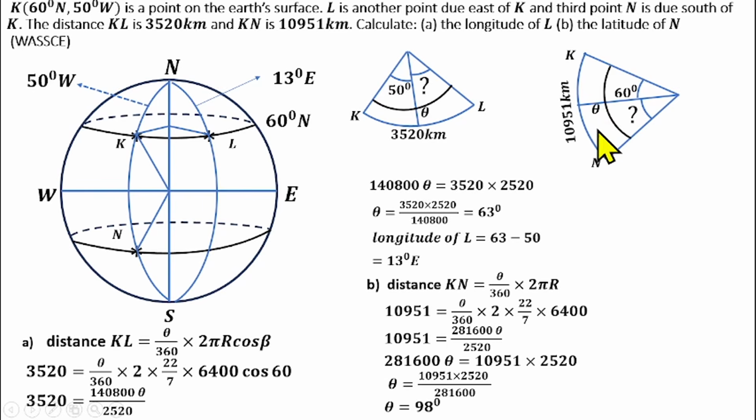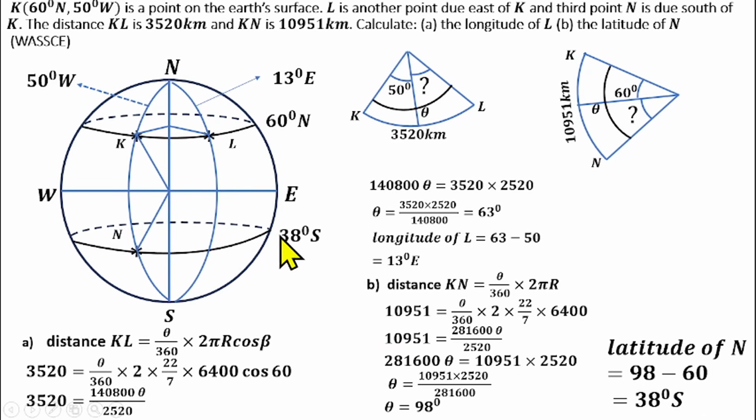If theta is 98 degrees, how do we find this angle here, which is the latitude of N? That should be 98 degrees minus 60 degrees, and that gives us 38 degrees. And that latitude is in the south. So we have 38 degrees south as the latitude of N. So this latitude will be 38 degrees south.